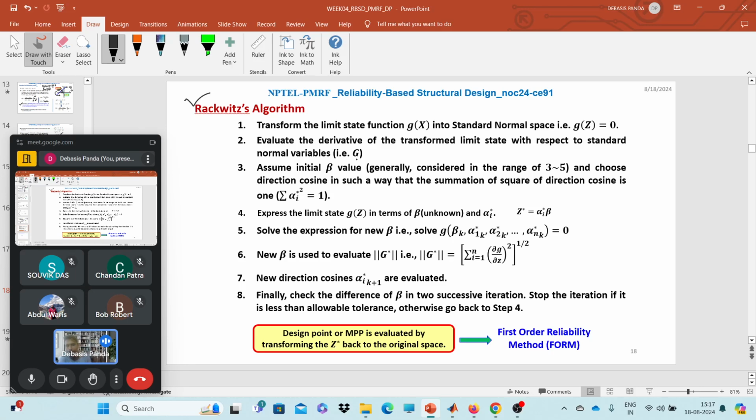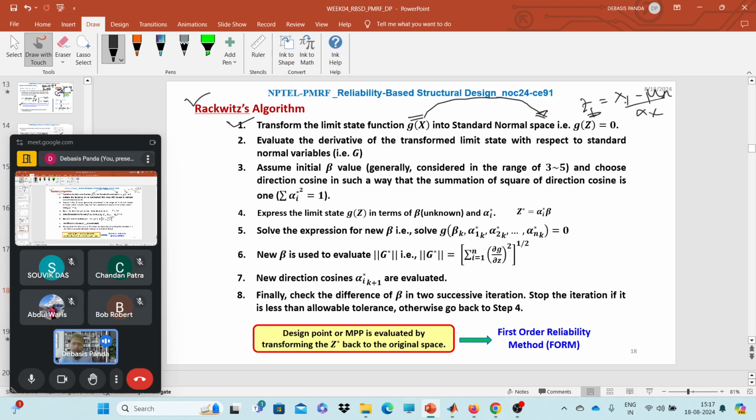First, we need to define the limit state function in g(x), that means the actual domain. Then we need to convert this limit state function into the z domain. How can we convert it? We know that z is equal to x minus mu x, divided by the standard deviation. You subtract the mean and divide by the standard deviation. That means we convert it into standard normal space first. Now the first thing is done.